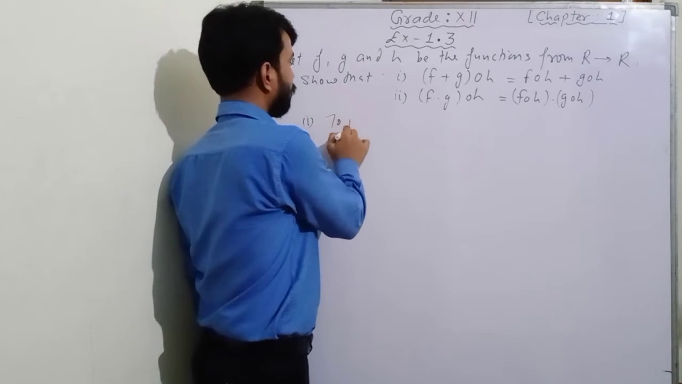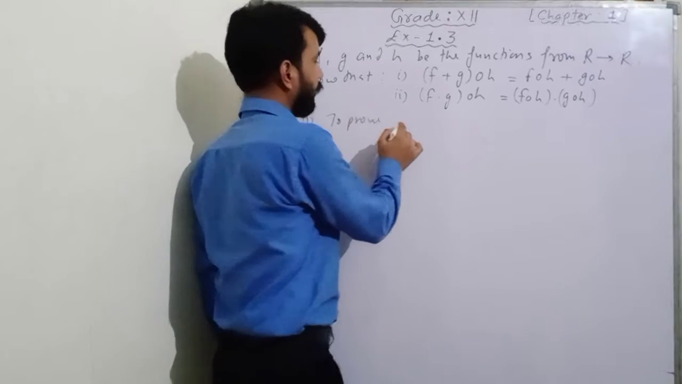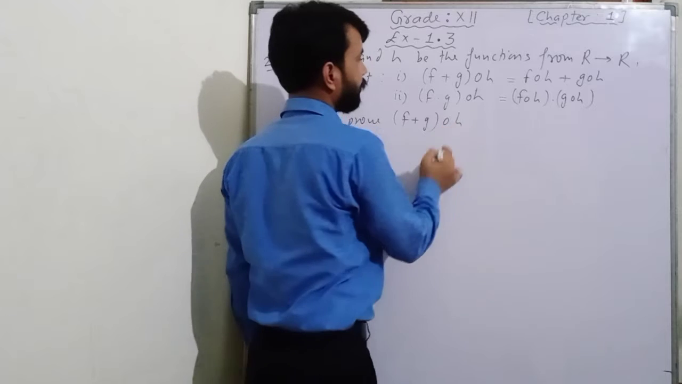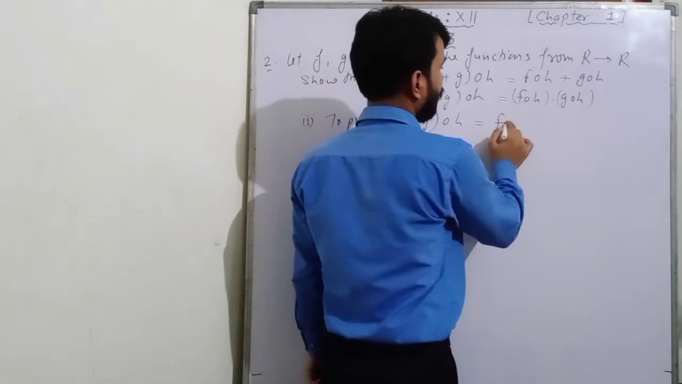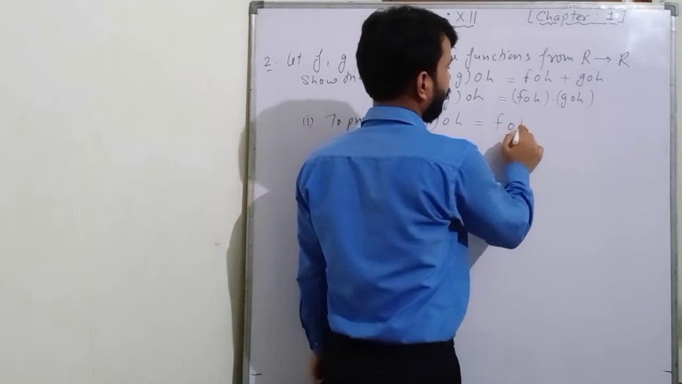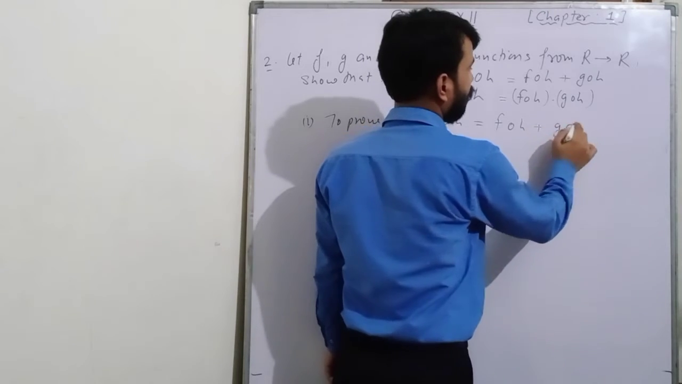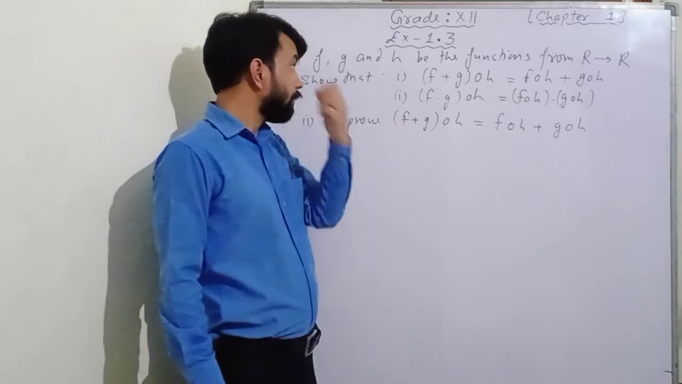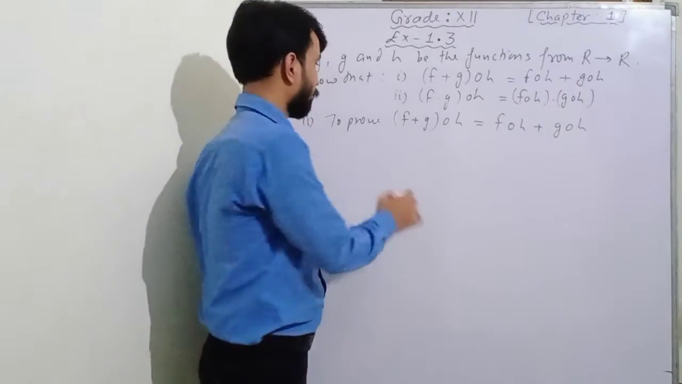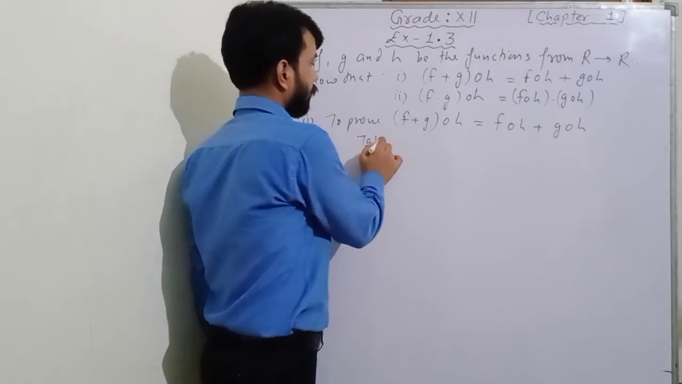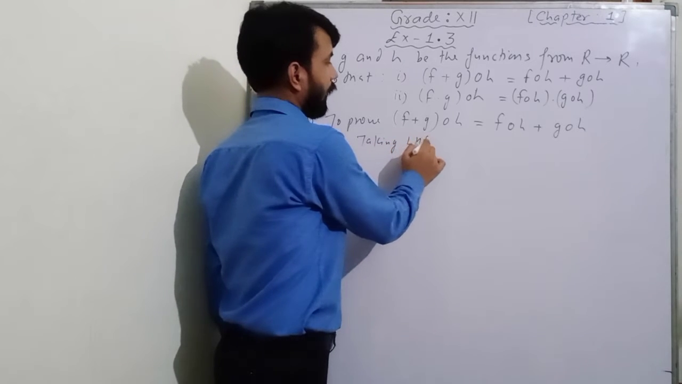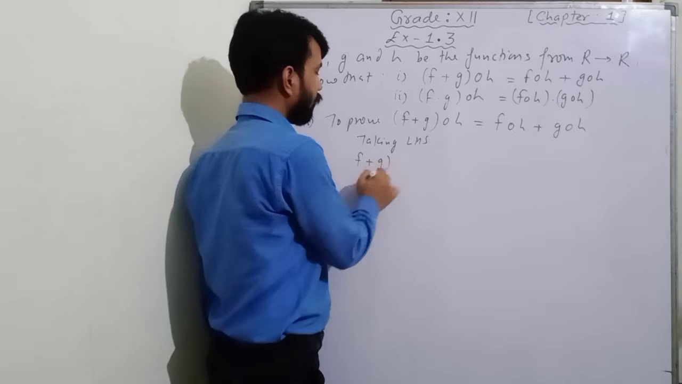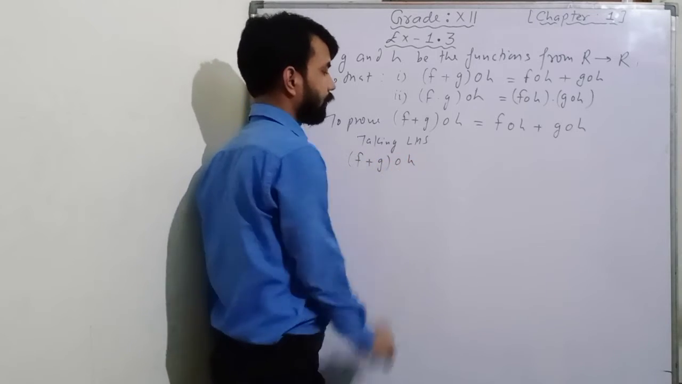To prove: (f plus g) o h equals f o h plus g o h. Here we take the left hand side. Taking LHS, LHS is (f plus g) o h.